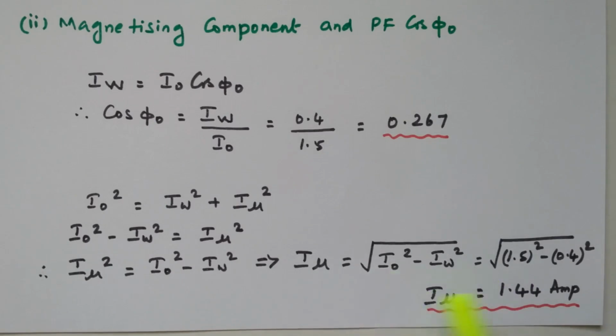Now substitute this value. I naught is available, 1.5 ampere, IW is 0.4 ampere. These two values are given. So by simplifying this, we got 1.44 ampere. The magnetizing component is 1.44 ampere. So we calculated the power factor cos phi naught and the magnetizing component 1.44 ampere, as well as the no load input power.